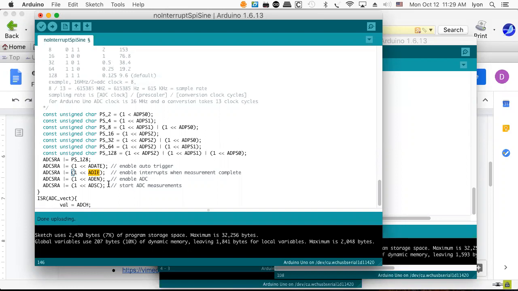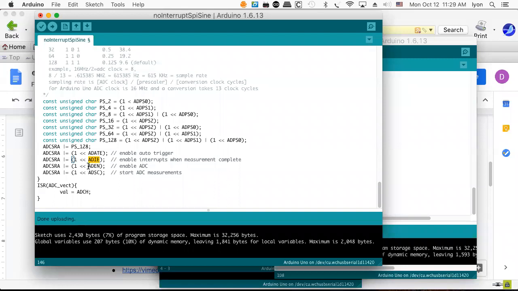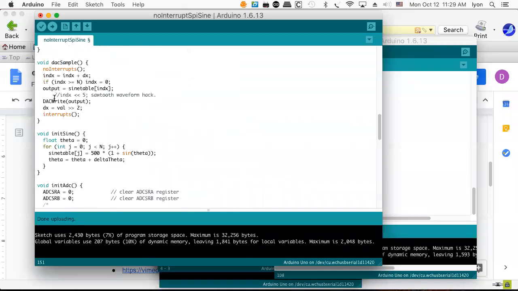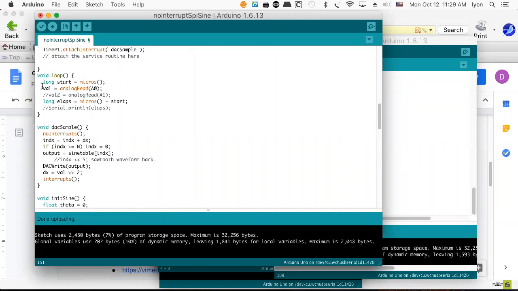Then you enable interrupts, and you enable your ADC converter, and you say, okay, start running and convert whenever you can, then generate an interrupt. What happens is you get an inversion of control. When the ADC converter is done converting, it'll call the interrupt service routine, ISR, with the ADC vector. What you're going to do is grab the most significant 8 bits, because you've already shifted things to the left by 8 bits. You put it into your value instead of what's here in the loop, where we had something on the order of analogRead.